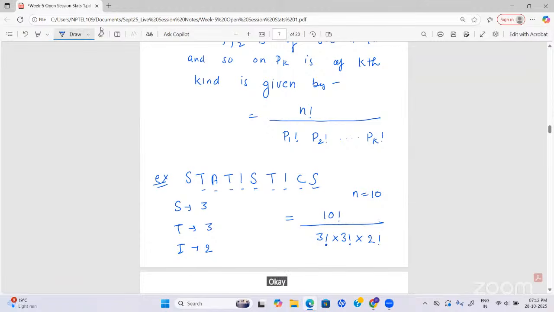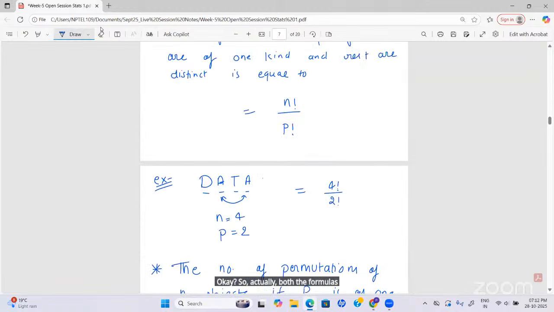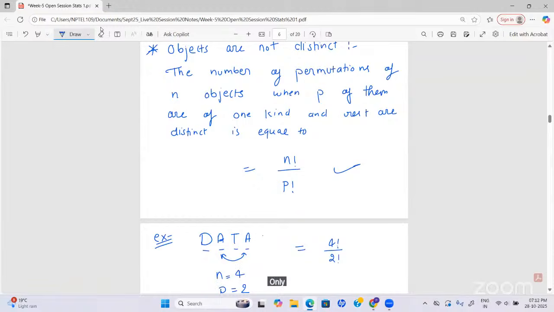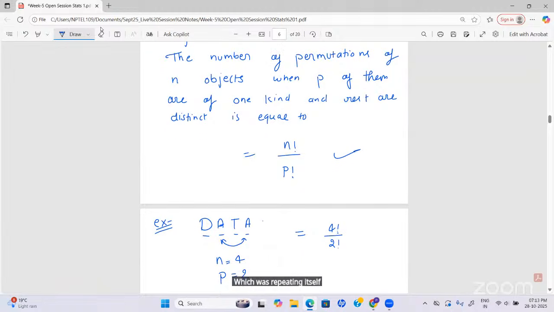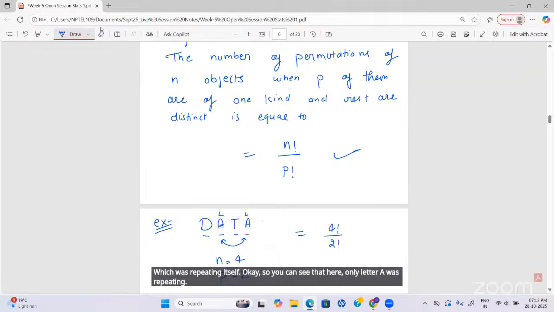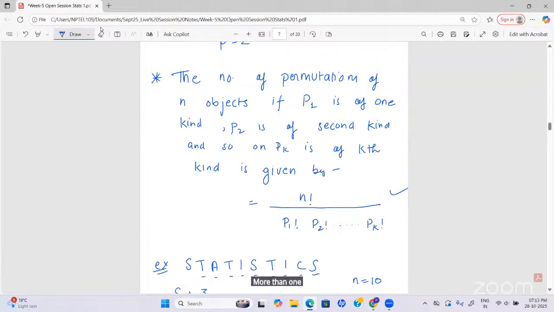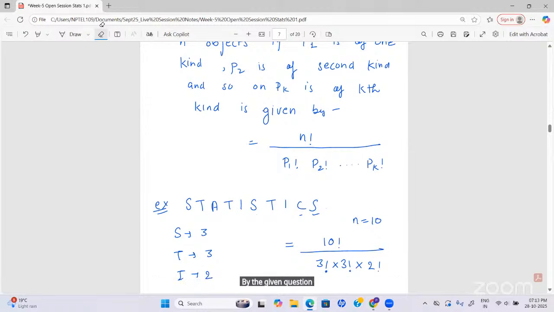Actually, both the formulas, this one and the earlier one, are the same. In the first case, only one item was repeating itself, as you can see only letter A was repeating. And in the next formula, more than one item is repeating themselves. So both are actually the same thing. You just have to understand from the given question.